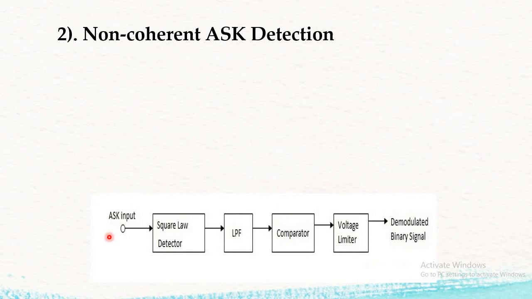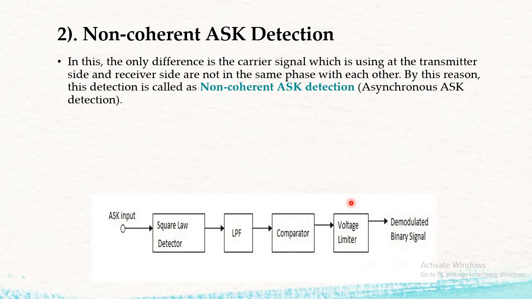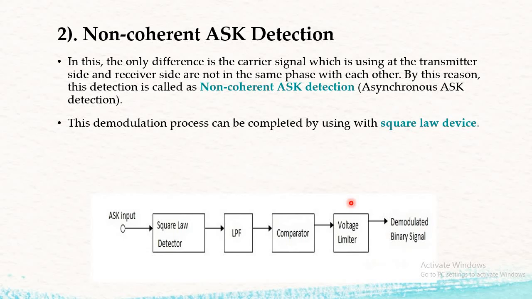So this is a block diagram of a non-coherent detection. For non-coherent detection, the most important block is the square law detector. A square law detector is a device which will square the received signal, and its job is to recover the carrier signal back. Then the signal is given to the low pass filter which will remove the noise present in the received signal, and then to the comparator, and finally to the voltage limiter. The voltage limiter's job is to limit the signal, and it will give you values of 1 and 0.